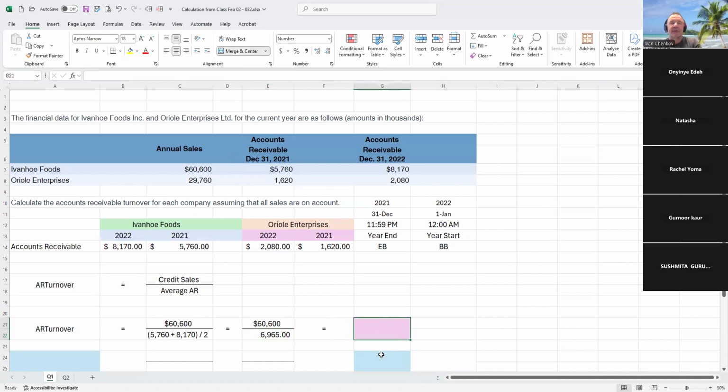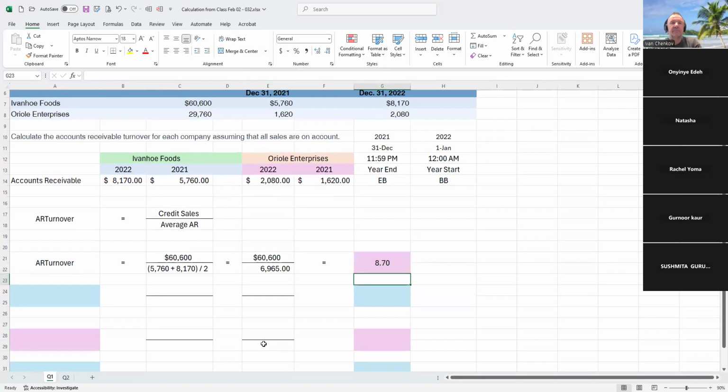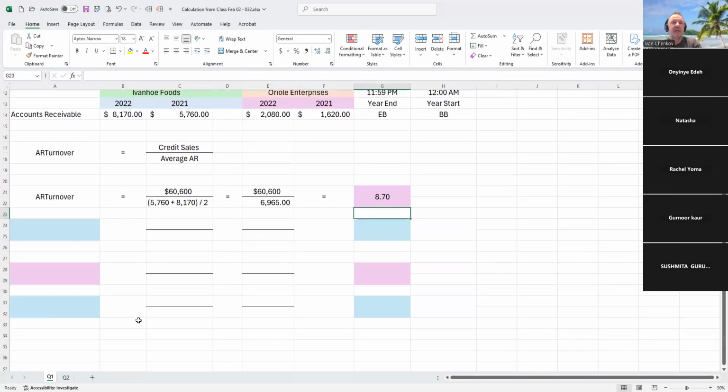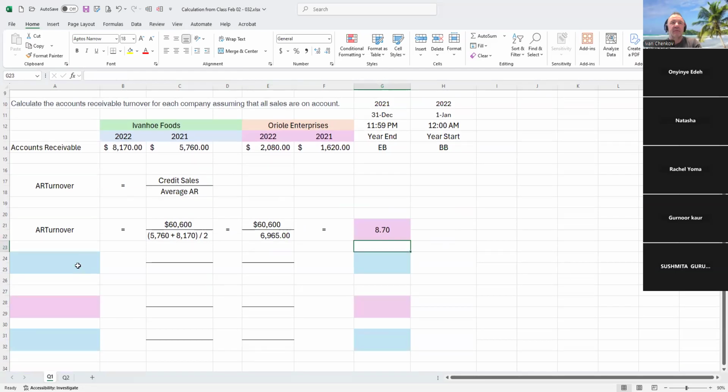Yes, thanks, Professor. So now the question is, what's the accounts receivable turnover? It's going to be this number divided by that number. 8.70, yes. Is that what you're getting? Yes. Everybody get that number. Okay, let's go with the next one. Next one, we have to get the accounts receivable for the next company, right?